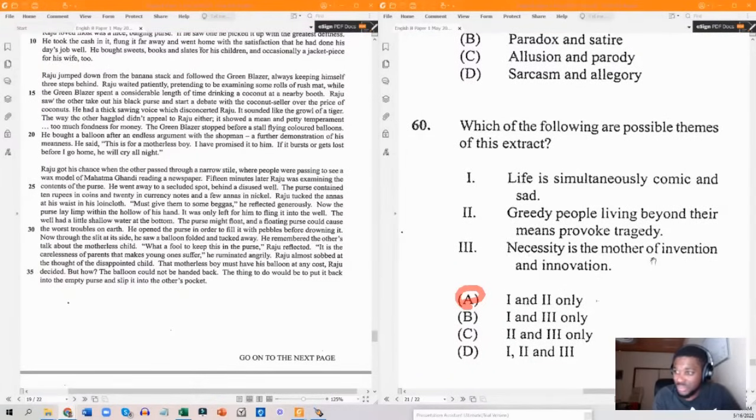3, necessity is the mother of invention and innovation. I don't really see this. I wouldn't say that stealing is invention and innovation. Because basically, Raju is a thief. He's a skillful thief, but a thief. And I wouldn't say that is innovative or inventive in any way. So 1 and 2, which gives us A.